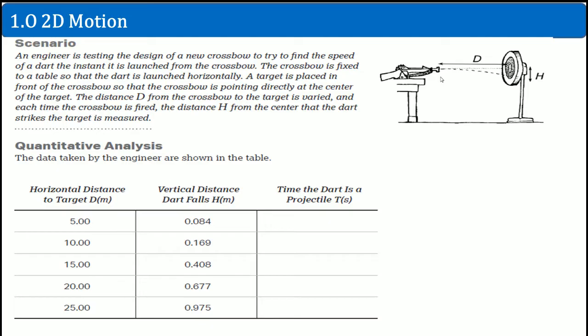The distance d from the crossbow to the target is varied, and each time the crossbow is fired, the distance h from the center that the dart strikes the target is measured. In theory, the target is right here, horizontally, and an object that is shot should normally go directly straight at it, but it goes down a distance h due to gravity.